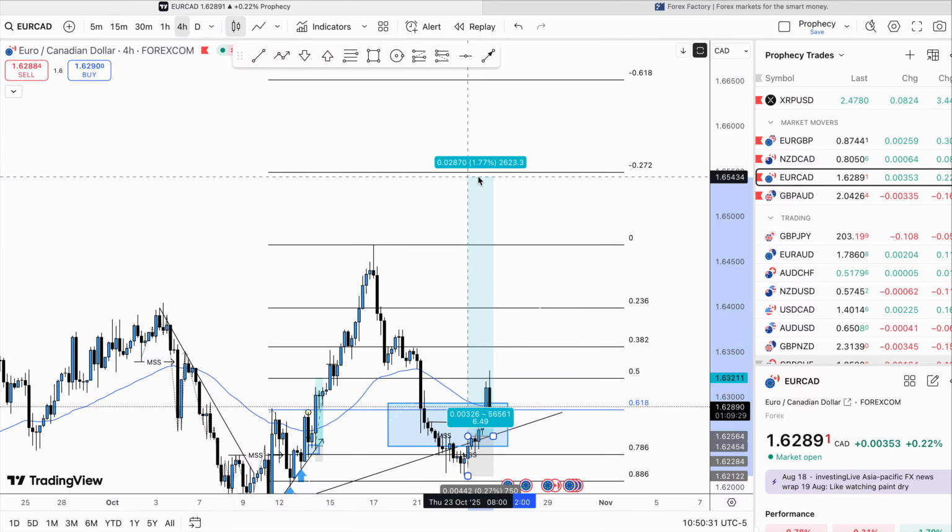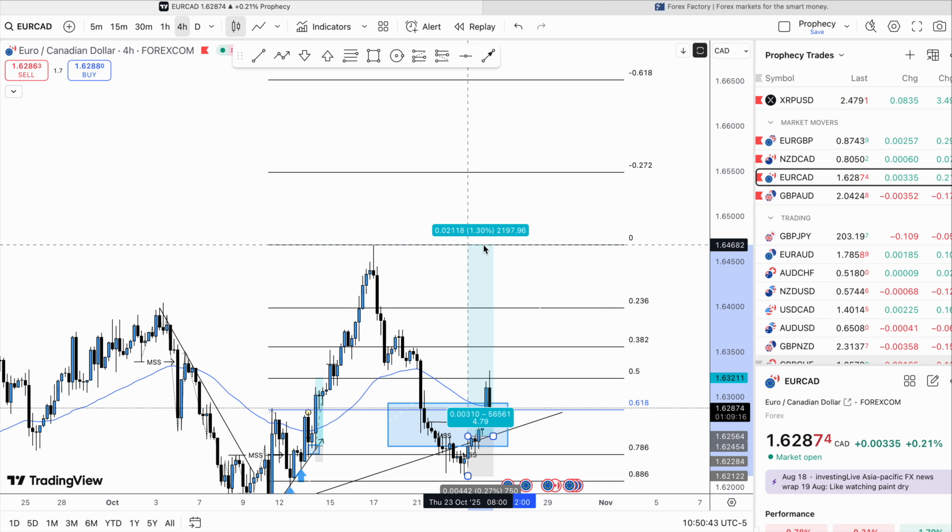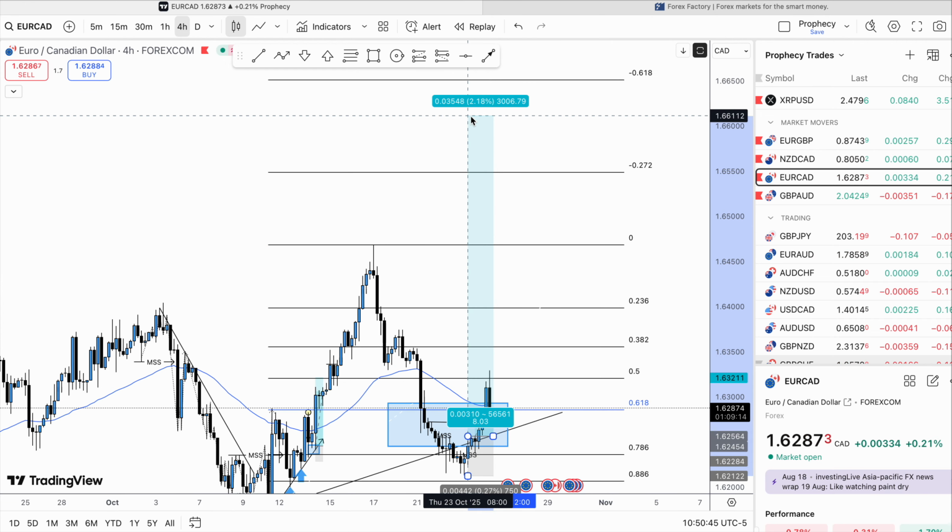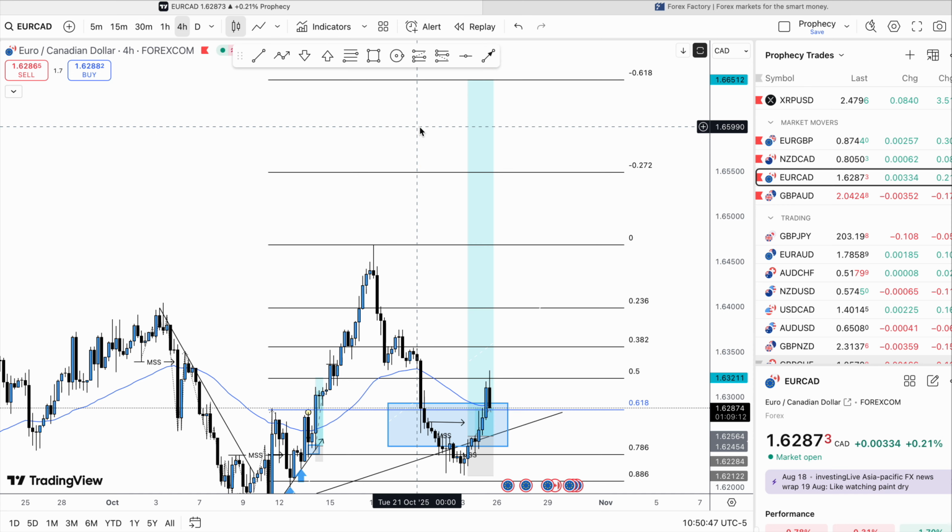And I might trail my stops from here and see how price plays out, and potentially target all the way up here. But the main thing, I want to secure a majority of my position here and be risk free. So that is that setup there. So we're going to maintain that over the weekend.